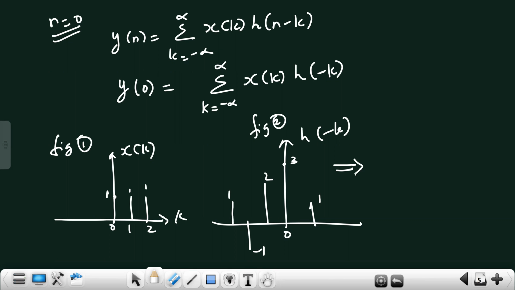So from where should you start? You should start from -3. The left extreme is -3 and the right extreme is 2. From figure 1, the right extreme is 2, and from figure 2, the left extreme is -3. So you need to start from -3 until 1, and you are going to multiply and add. Simply by observing the graph, we will know the common times in which the two signals exist.